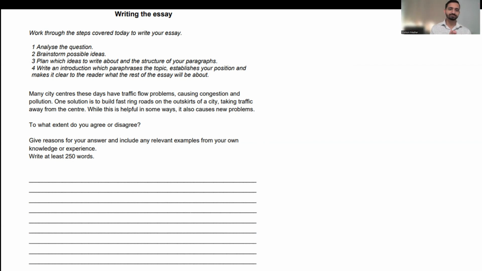So let's read this prompt quickly, and I will then leave it to you to write an essay about it. Many cities these days have traffic flow problems causing congestion and pollution. One solution is to build fast ring roads on the outskirts of a city, taking traffic away from the center. While this is helpful in some ways, it also causes new problems. To what extent do you agree or disagree? Give reasons for your response, and include any relevant examples from your own knowledge or experience. Write at least 250 words.